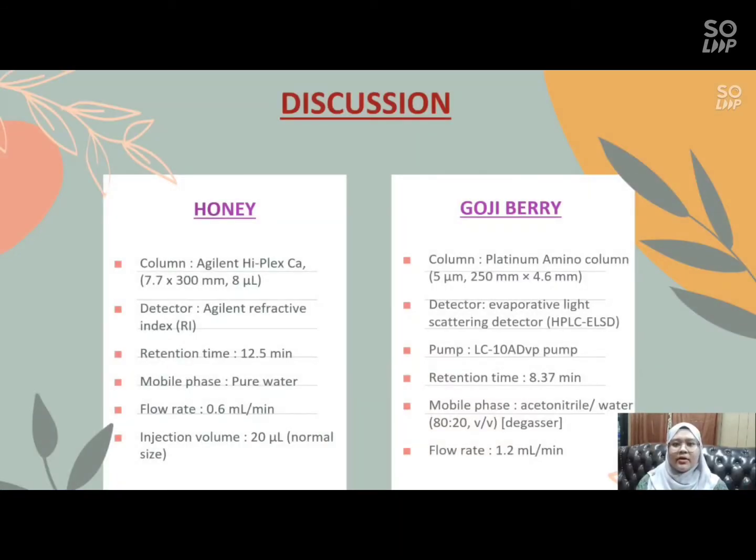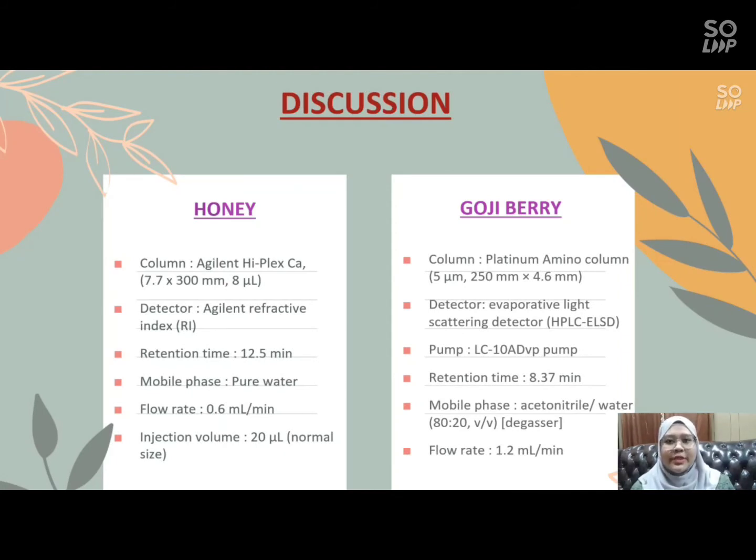The analysis of glucose in sample 1, the honey: the column used in this experiment was Aglan high plus Ca. Then the Aglan refractive index detector, which is the RI, has been used for the detector. The mobile phase used was pure water, and the flow rate was 0.6 ml per minute. Lastly, the injection volume was 20 microliters, which is the normal size for sampling.